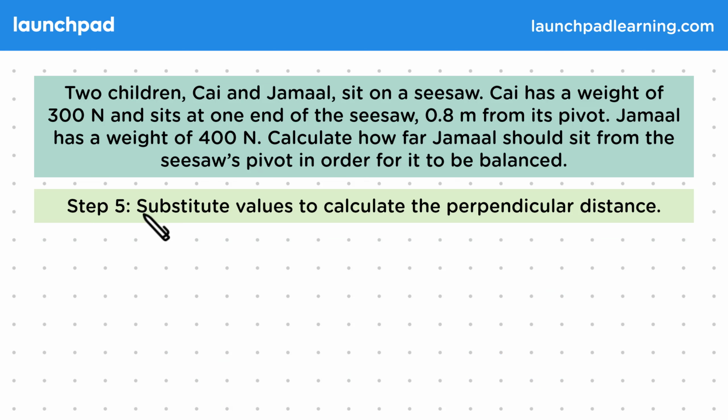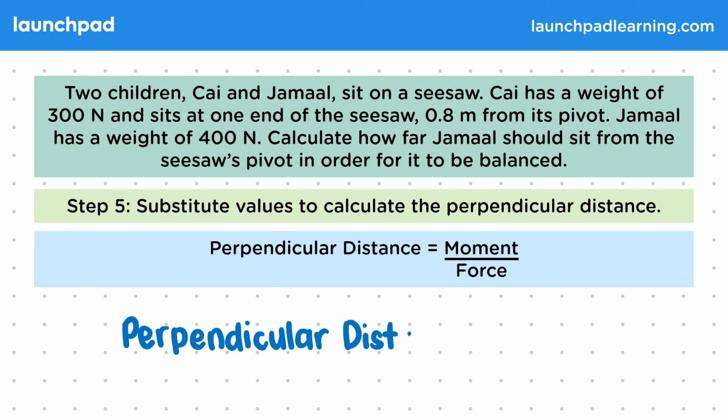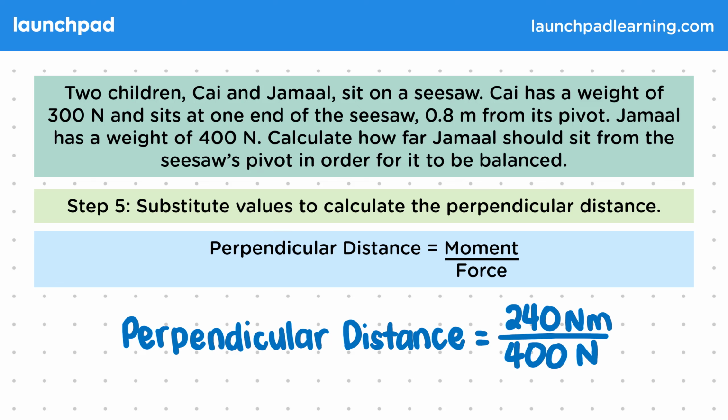Then in the final step, let's substitute the values to calculate the perpendicular distance. So here we've simply flipped the equation from the previous step, so the perpendicular distance is equal to 240 newton meters divided by 400 newtons. So the perpendicular distance is 0.6 meters.